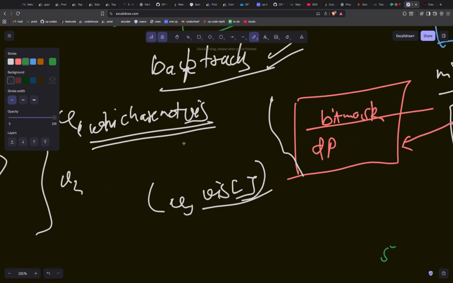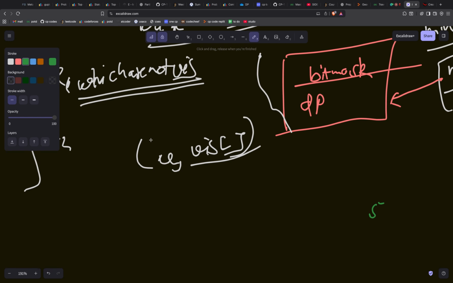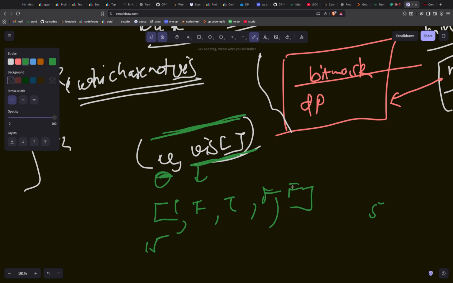But see, what are our states, or what are the changing parameters? One is the vertex you are currently on, and the other is the visited array. Now this visited array is a 15 size array, right? It basically is true, false, something like this, right?